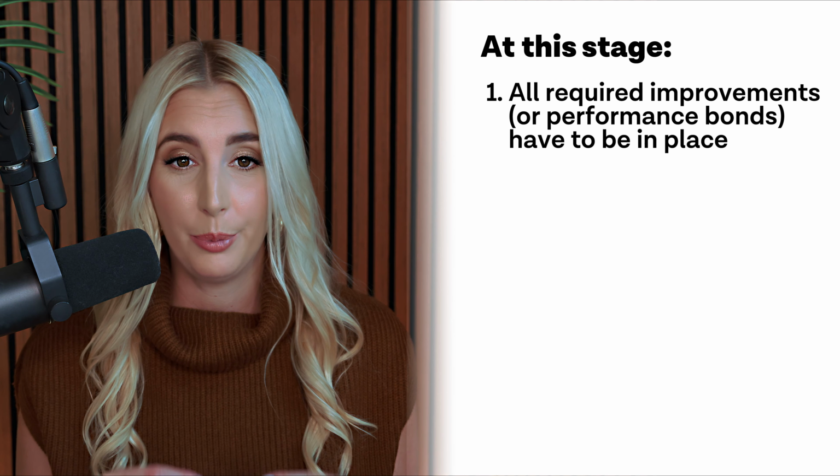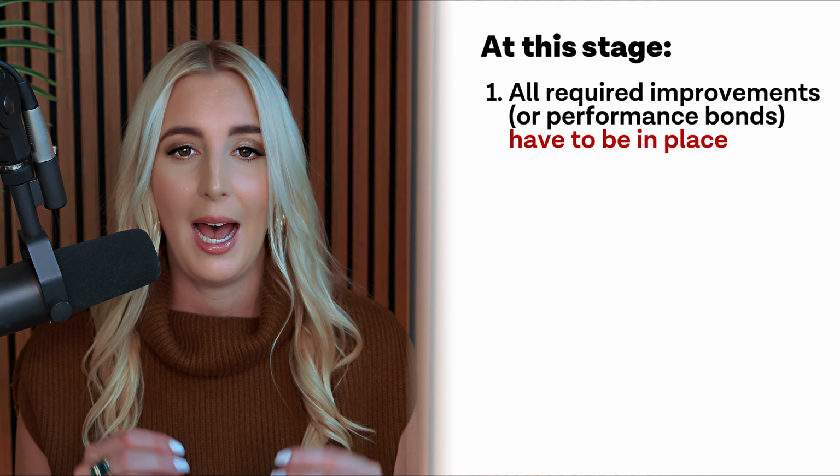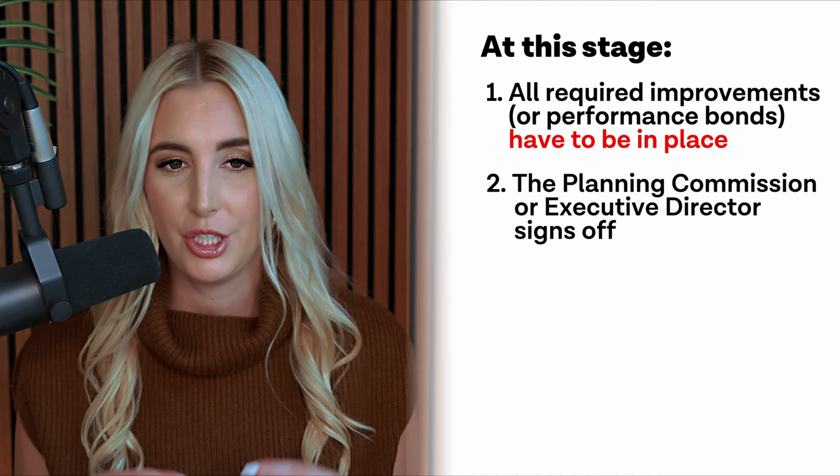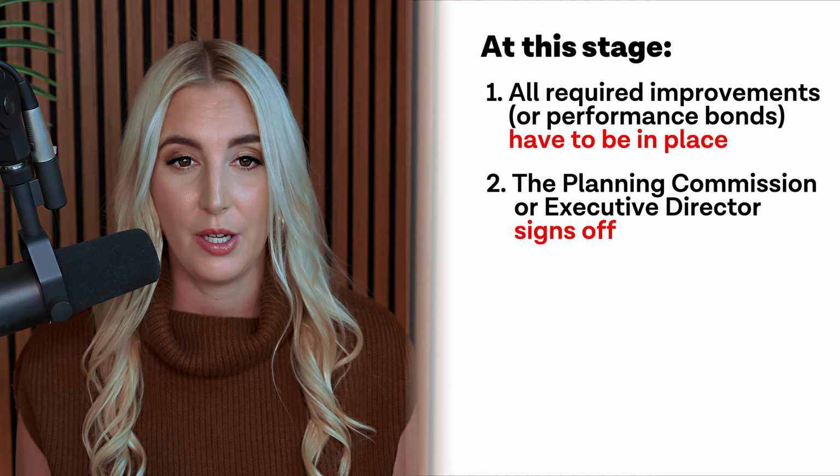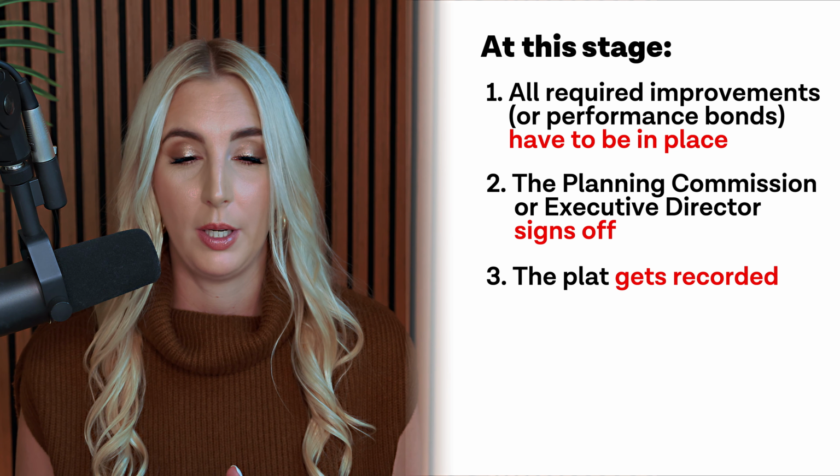You finally submit the final subdivision plat. And this is the official drawing that gets recorded with the Register of Deeds. It has to match your concept plan and site plan within about 5% in lot count and street layout. And at this stage, all required improvements or performance bonds have to be in place. The Planning Commission or Executive Director signs off, and then the plat gets recorded. And once the plat gets recorded, you now have legal building lots. And that's when you can pull permits, sell lots, or start construction.